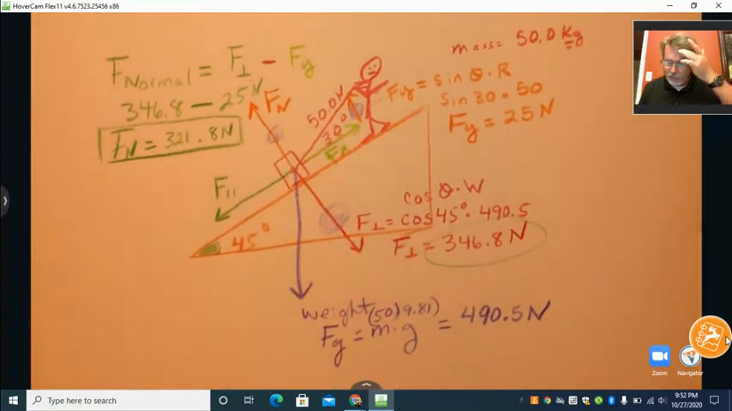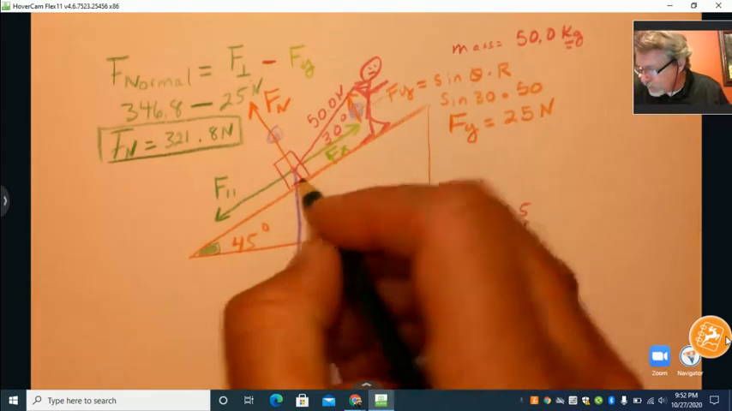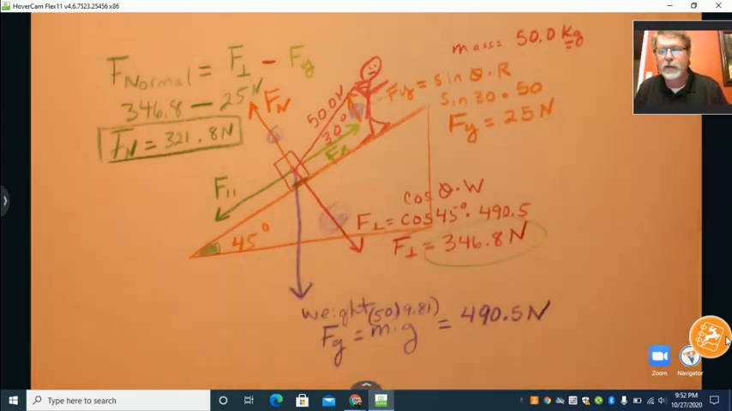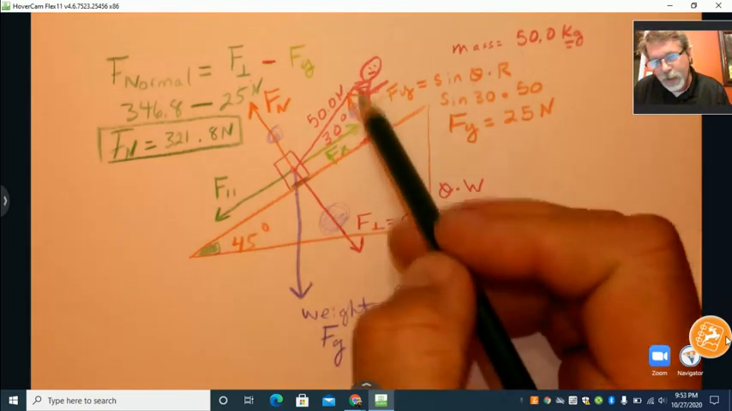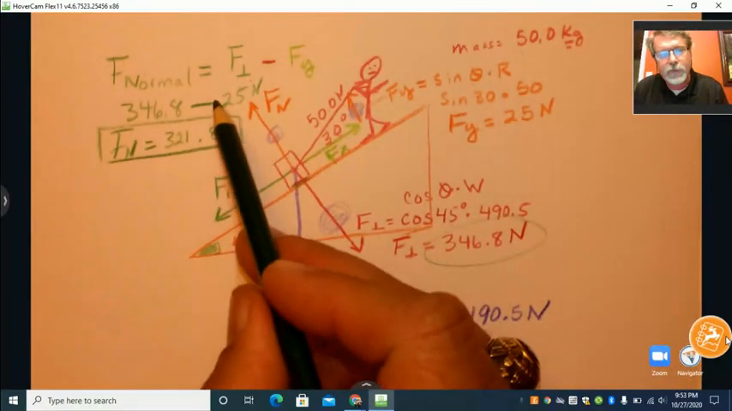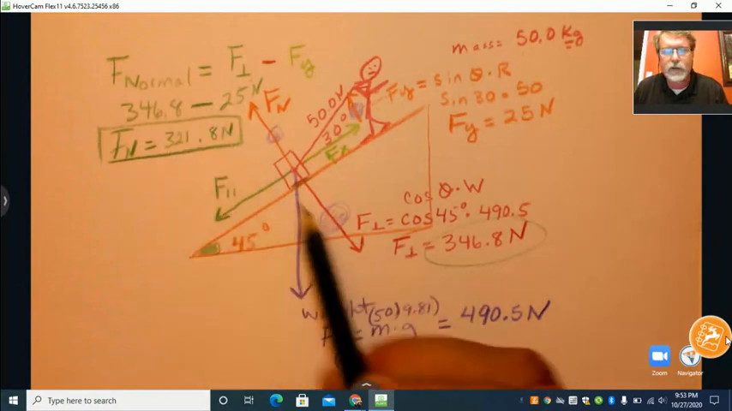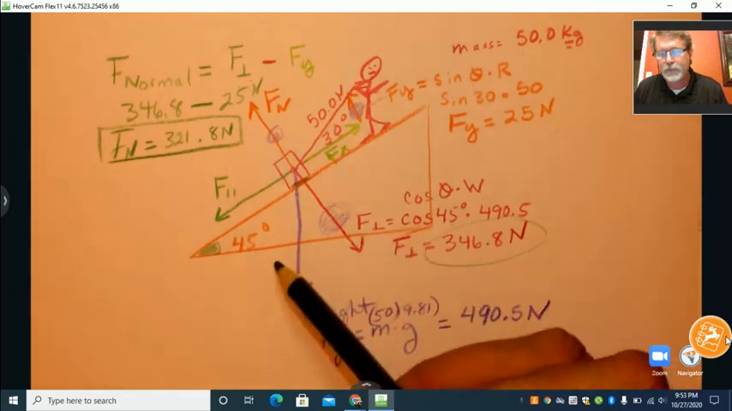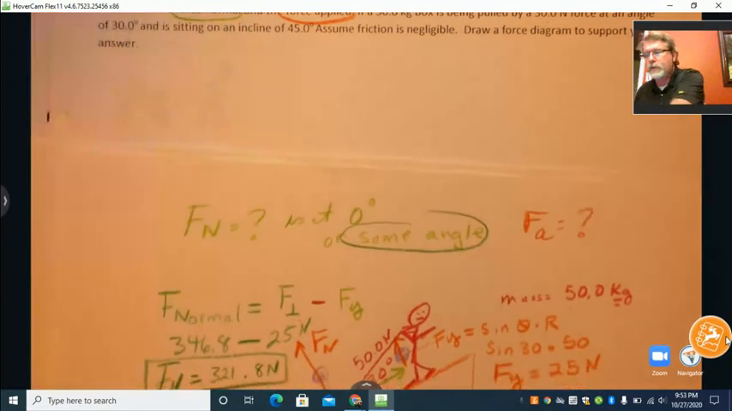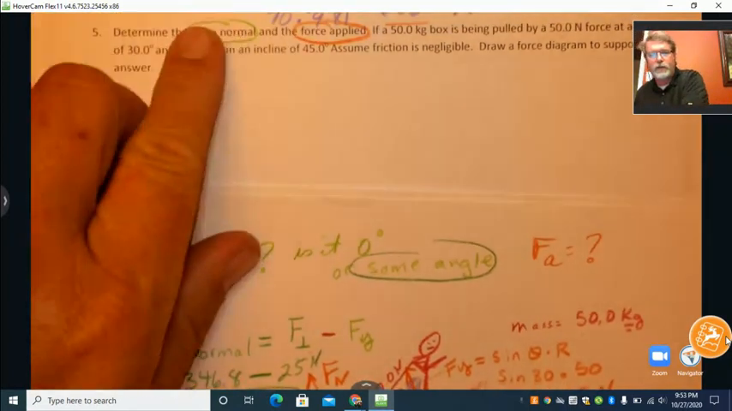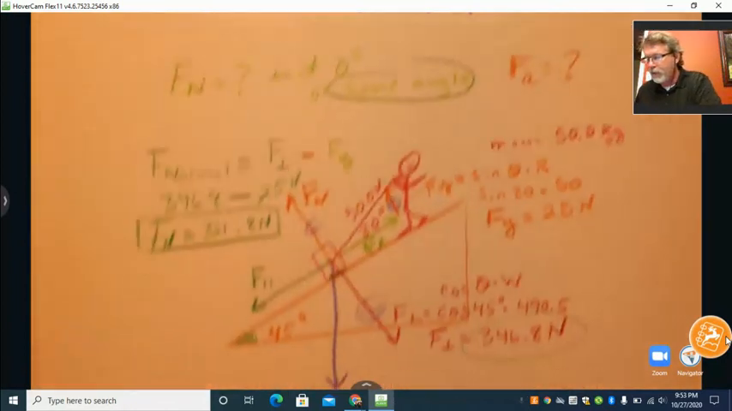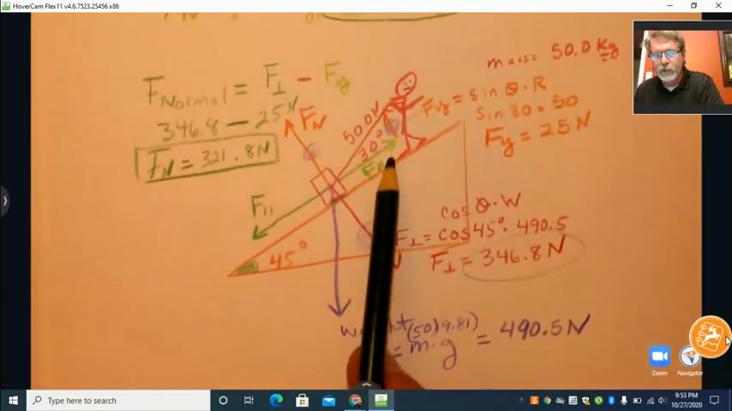Okay, and again, remind yourself, what is force normal? It's this contact force between the ramp and the box. Because the box is on the incline and because he's pulling it at an angle, the contact force decreases. It's not equal to the weight anymore. It's a little bit less. So 321. Now remember, our other question that we will want to find is the force. We'll go back to our question. We want to find force normal. We got that. Now we want to find the force applied. So we know he's pulling with 50.